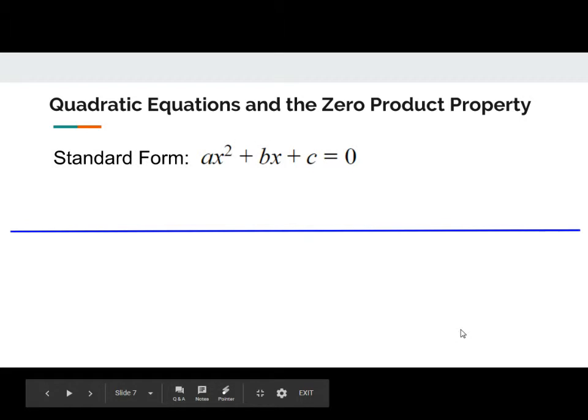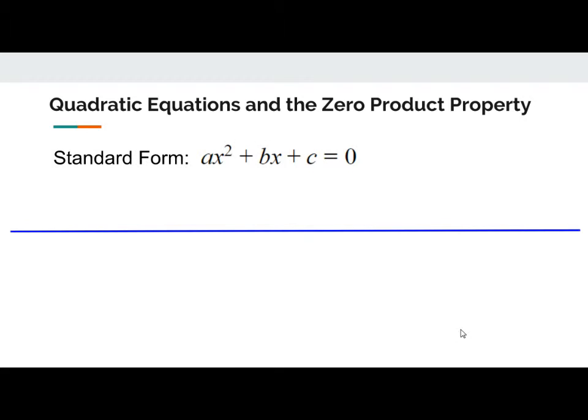So this is called the standard form for a quadratic equation. It's in the form ax squared plus bx plus c equals 0. That is important, that it equals 0, where a, b, and c are some real number. So a, b, c can be any real number.